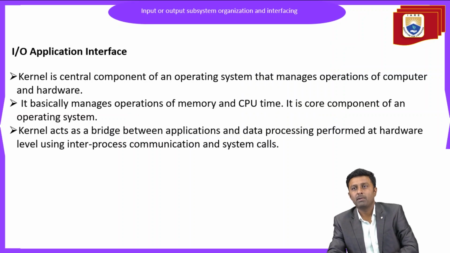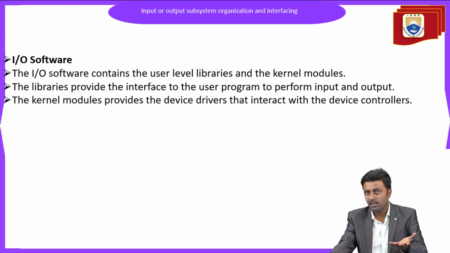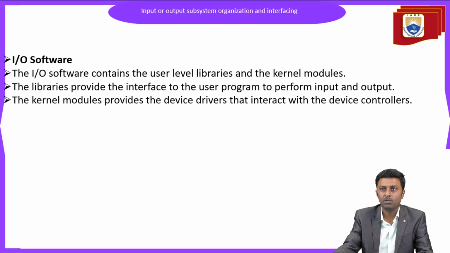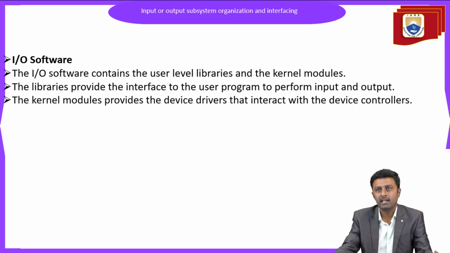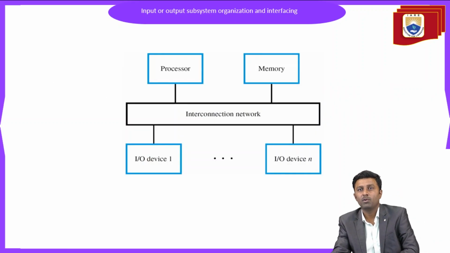So the IO application interface, we have seen the same thing here. The kernel initiates all these processes with the help of the IO software. That is, the IO software contains the user-level libraries and the kernel modules. The libraries provide the interface to the user program to perform input and output. The kernel modules provide device drivers which are used for driving the output devices.